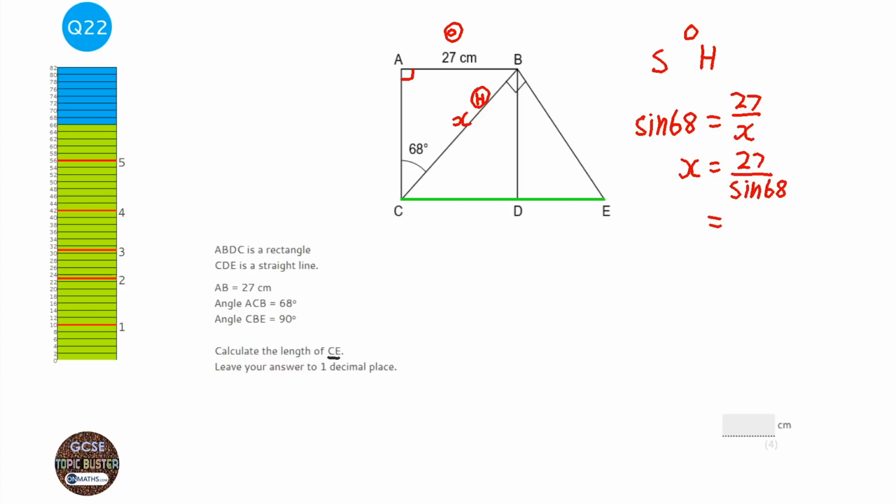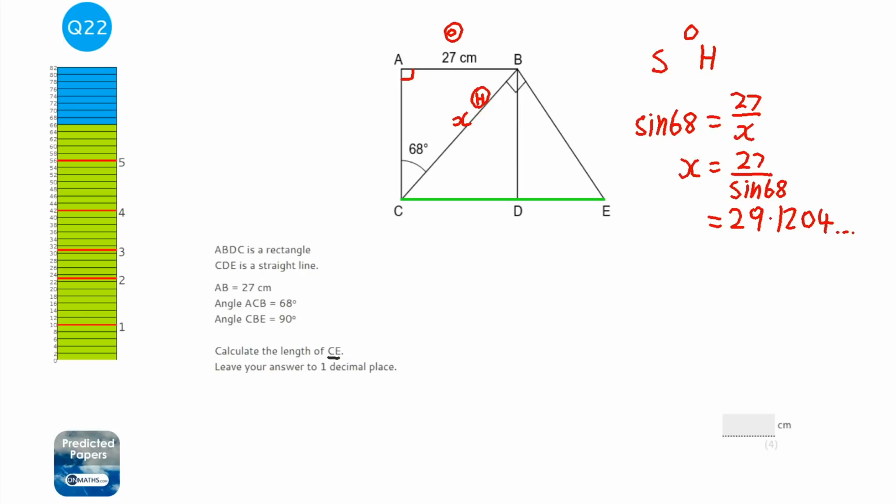And so if I do that on the calculator, 27 over sine 68, that gives me 29.1204. And I just do a few more decimal places than usual because it's not an answer and you should never round your working out. If it's asking for one decimal place, I think 4 decimal places should be enough, but I'm going to try and keep it in the calculator if I can.